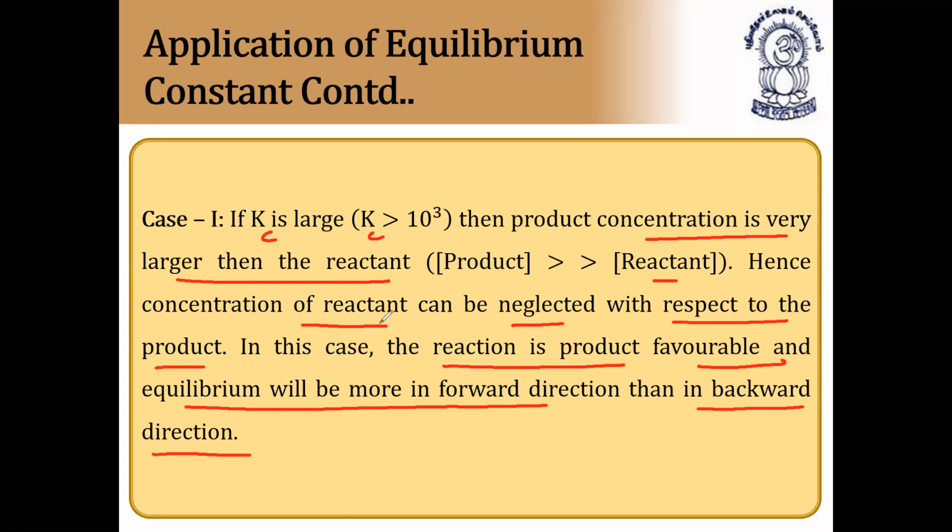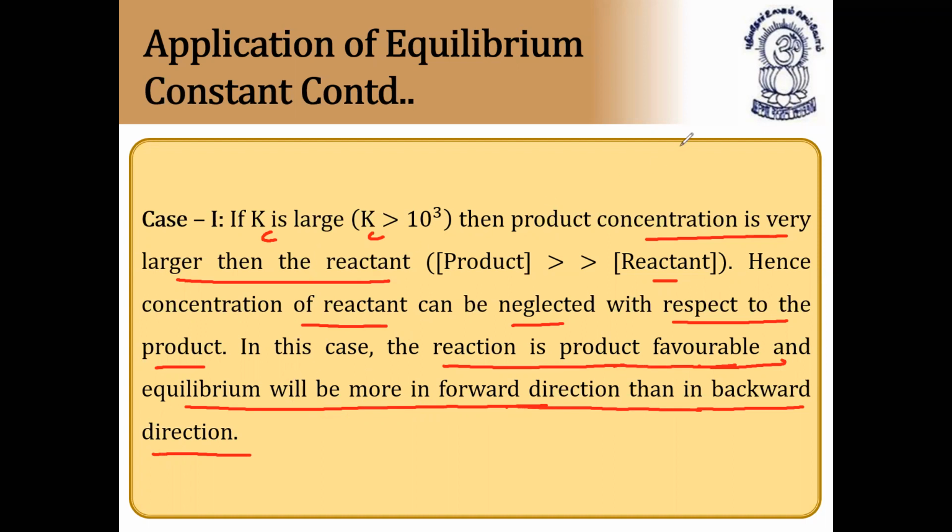So if K is greater than 10 to the power of 3, the products predominate reactants. In this case, the reaction is product favorable, and equilibrium will be more in the forward direction rather than in the backward direction. So equilibrium will shift towards the forward direction. That's why this is very, very important.